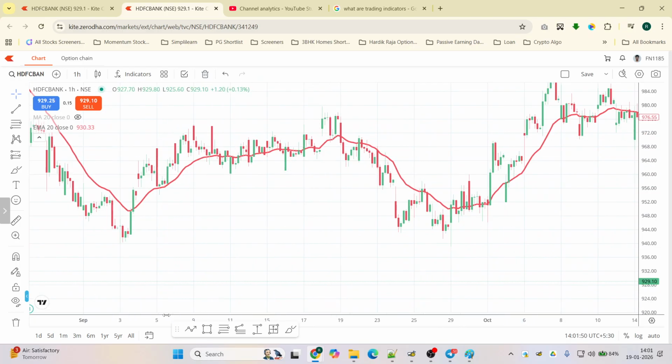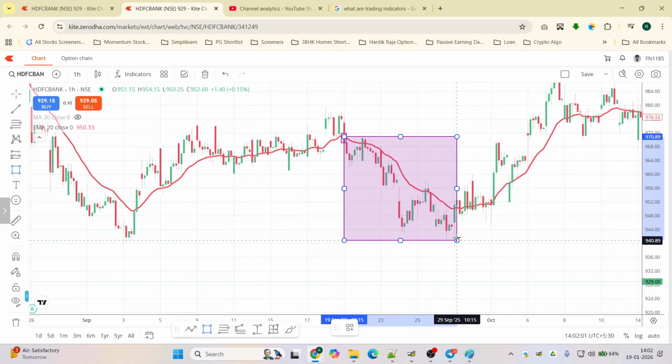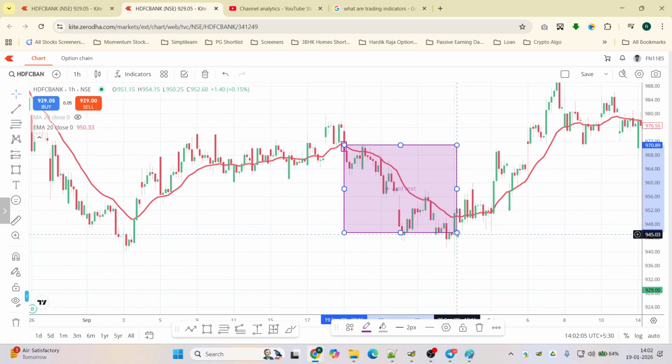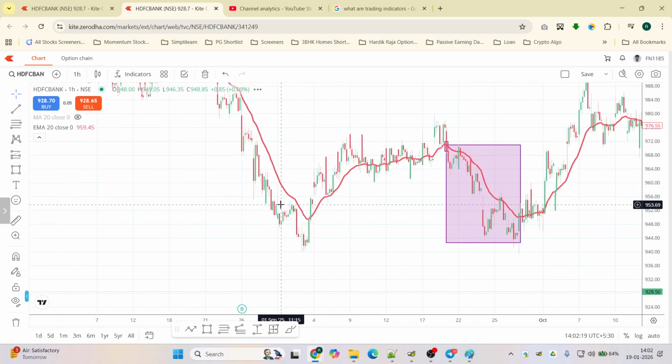You can see here the price has crossed below the simple moving average, right? And from here, all the candles until this point are below the exponential moving average. So the exponential moving average line, which is the pink one, is on top. Candles are below that. So this particular boxed area is in a downtrend.